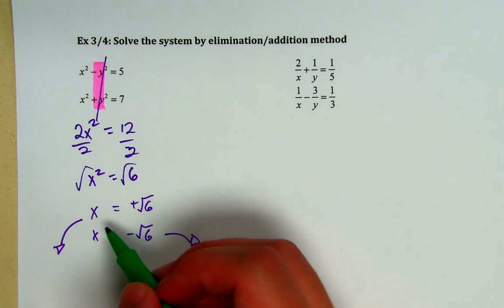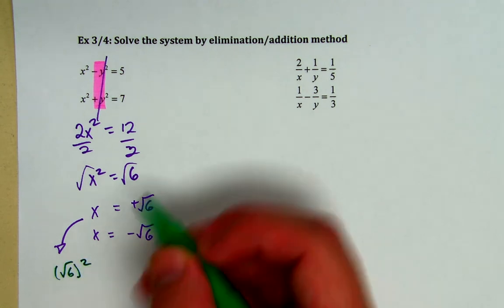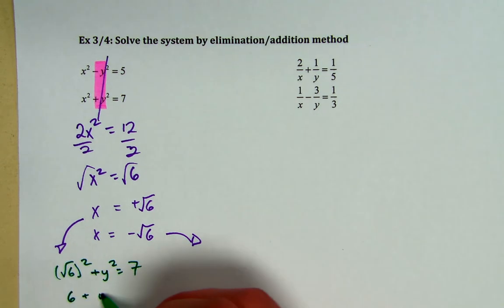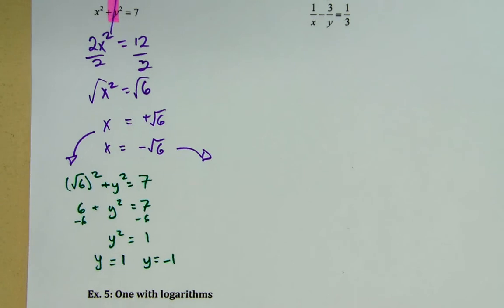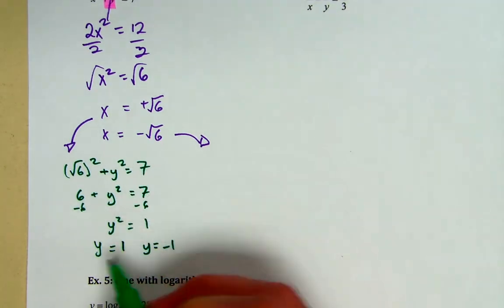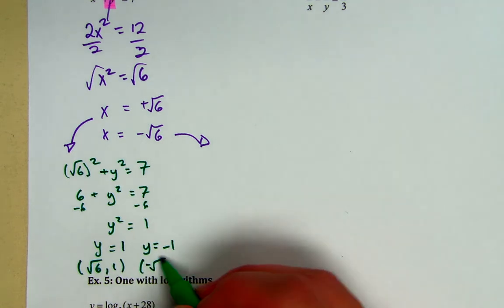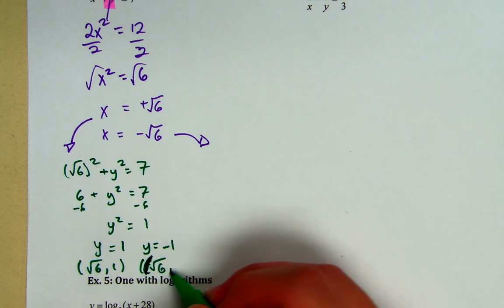I'm going to go ahead and plug this back into the second equation. So square root of 6 squared plus y squared equals 7. 6 plus y squared equals 7. Minus 6, y squared equals 1. So y equals 1, y equals negative 1. Oops, sorry. So two solutions we yield from there. We get square root of 6, 1, and we get square root of 6, negative 1.